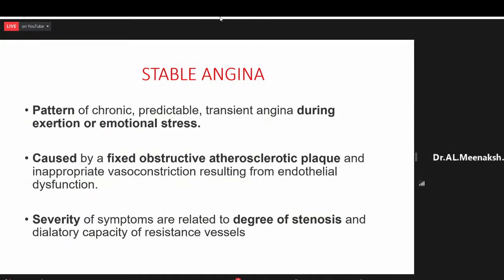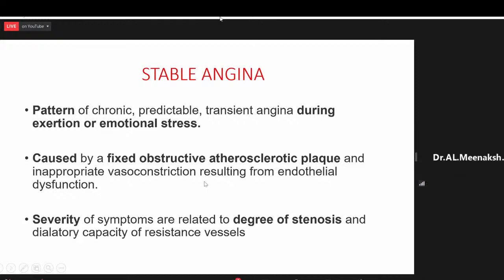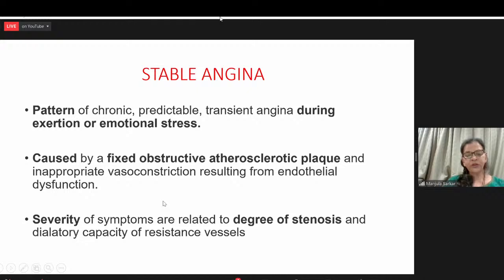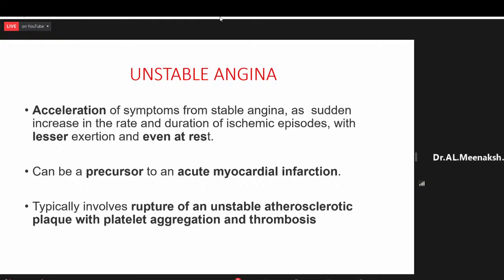So what is stable angina? A pattern of chronic, predictable, transient angina on exertion or emotional stress, caused by a fixed obstructive atherosclerotic plaque. Severity of the symptoms is related to the degree of stenosis and dilating capacity of the resistance vessel. What is unstable angina? Acceleration of symptoms from stable angina, a sudden increase in the rate and duration of ischemic episodes with lesser exertion or even at rest. It can be a precursor to an acute myocardial infarction and typically involves rupture of an unstable atherosclerotic plaque with platelet aggregation and thrombosis.